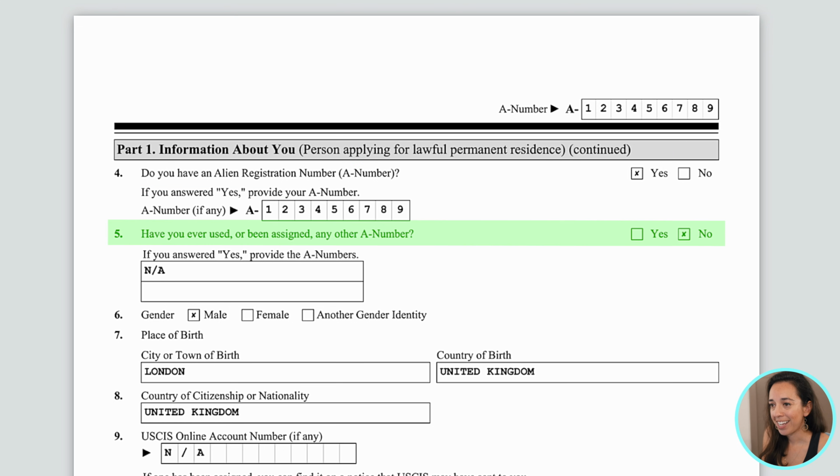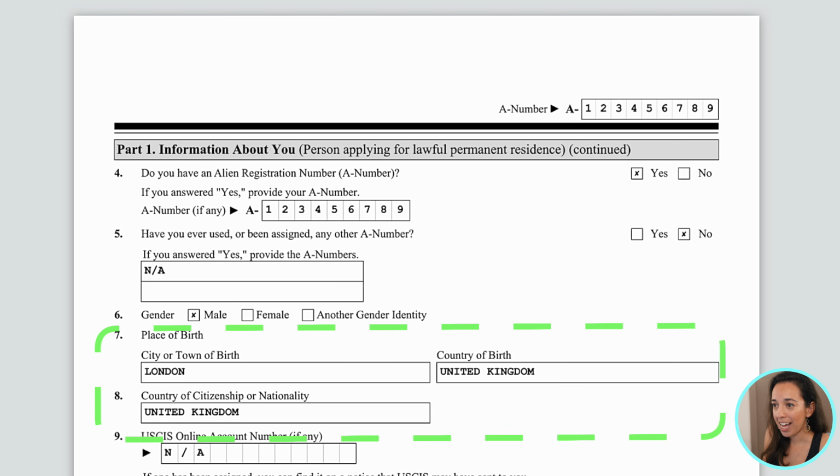Question 5 asks, have you ever used or been assigned any other A number? In our case, it's no, as my husband has never had one before, so we wrote NA. Question 6 asks gender, so we put down male.